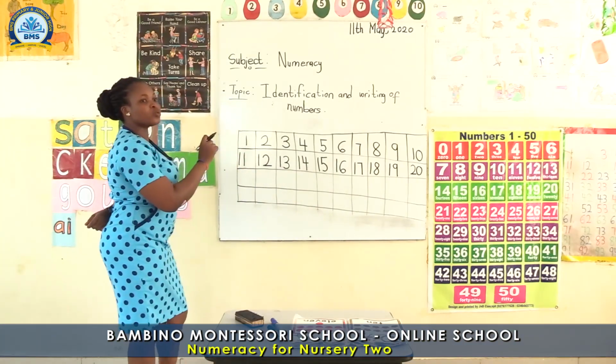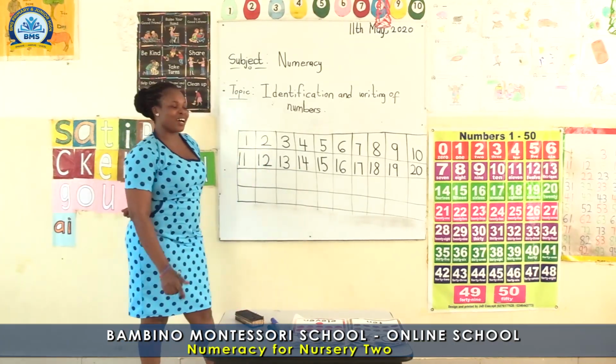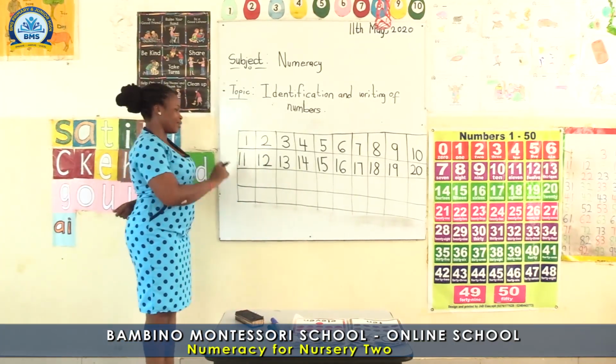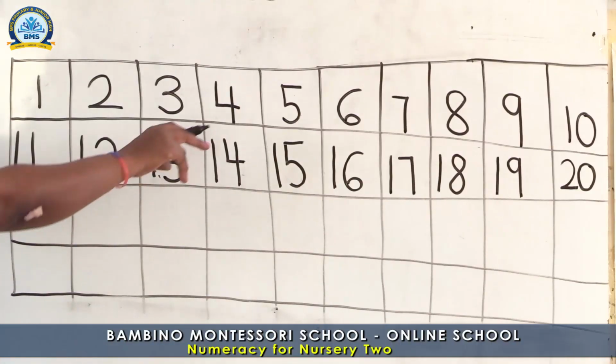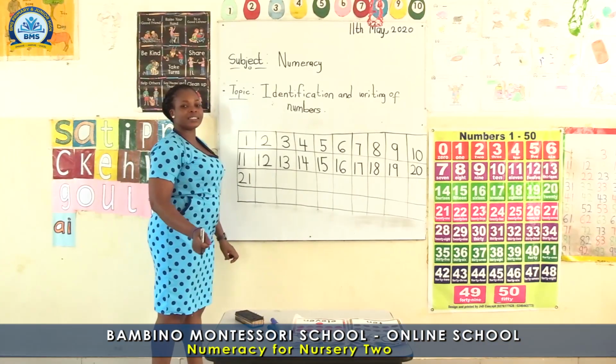From 20, we go to one number. 21. Now we've gotten to the 20 column. So for that one, you start from 2. So you write your 2 first. What number is up here? 1. So you write 1 here to get the number 21. Now let's move to the next number.